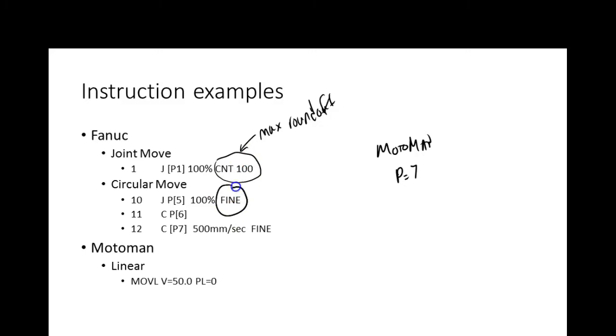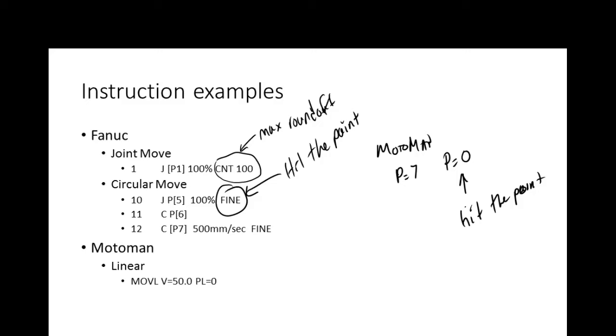So on the FANUC, these are your 2 options. You can put continuous and then specify the amount of round off, or you can put fine, and this right here will do what? Hit the point. So FANUC calls theirs continuous and fine. If you specify a continuous move, you specify the percent round off. If you specify a fine move, the robot will hit the point. On the Motoman, if you say position level equal to 0, this will hit the point. On the KUKA, which none of y'all are using, if you don't specify a continuous move, it will hit the point.